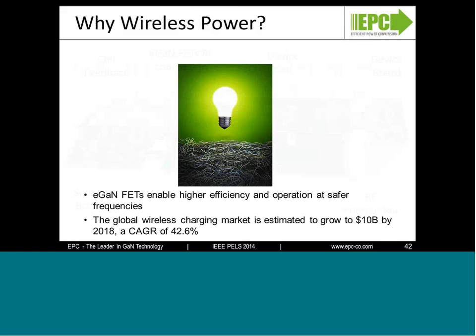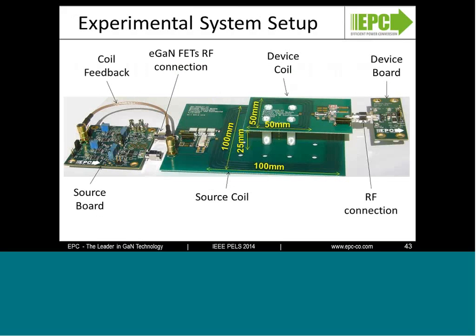So taking eGaN FETs, we created a wireless demonstration board. What you can see shown on the left is the source board, where we essentially have the switching power supply. Shown in the middle is the source coil and device coil, the wireless transmission, the transmitter and the receiver. And these were supplied by Electricity Corporation. And then on the far right, we have a device board, which mimics your handheld device with the electronic load that will be charged.